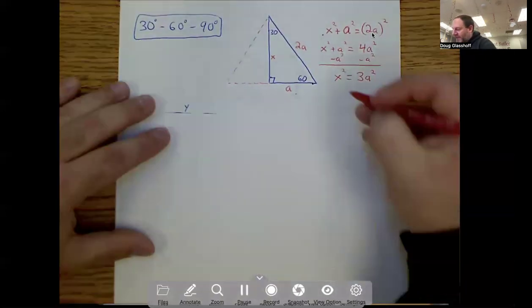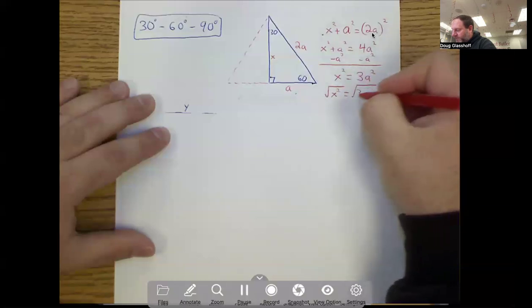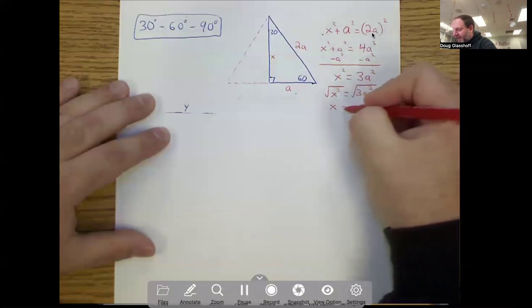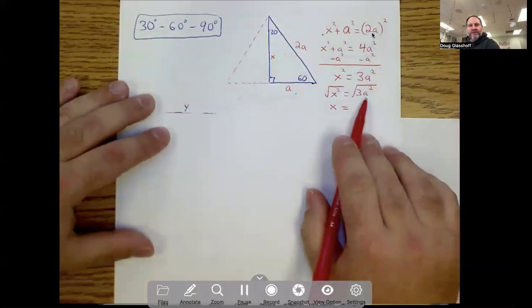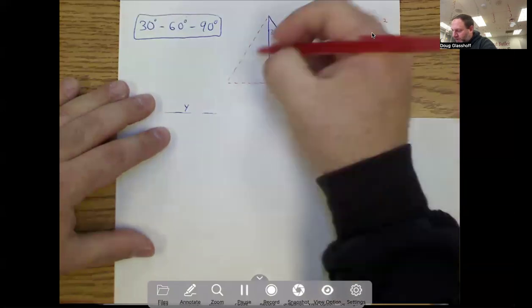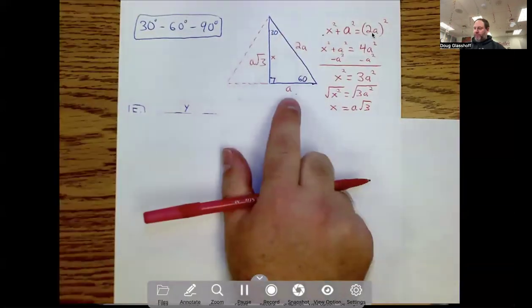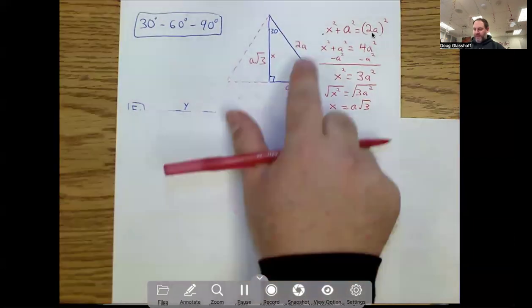And then just like on the last problem that we did, we're going to take the square root of both sides. So that leaves me X. Again, I know the square root of A squared, but I don't know the square root of 3. So I'm going to call it A square root of 3. So every time, this longer leg is the shorter leg multiplied by the square root of 3, and the hypotenuse is double the shorter leg.